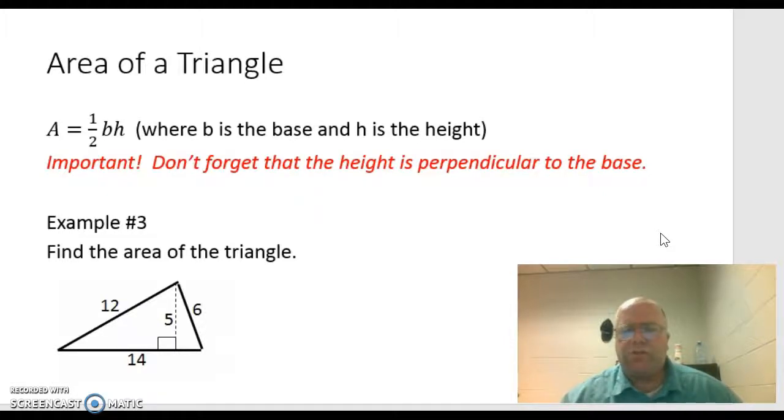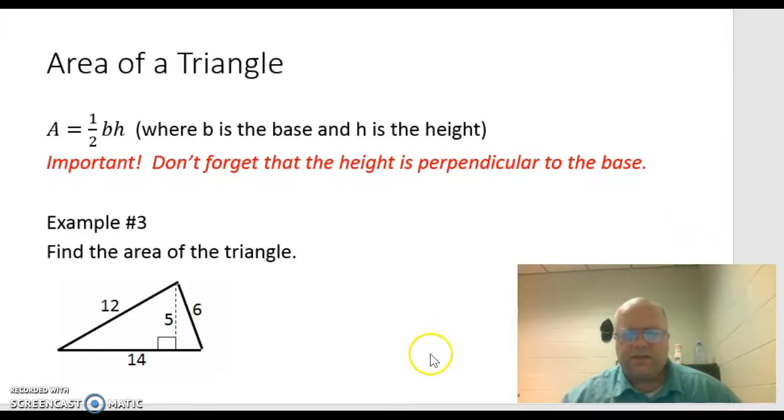So when we choose one of those sides of a triangle to be our base, we need to make sure that the height is perpendicular to it. So we don't want to use 2 sides if it's not a right triangle because we're not going to have a 90-degree height to our base.